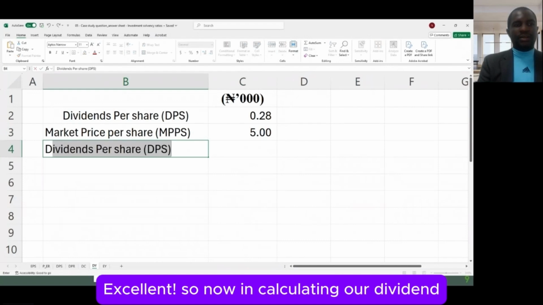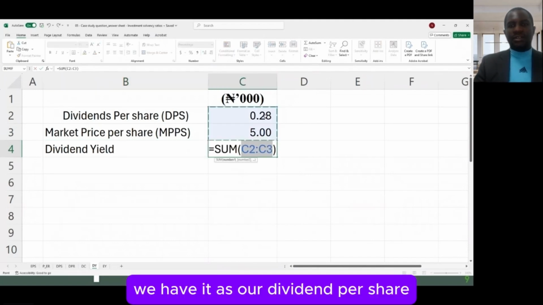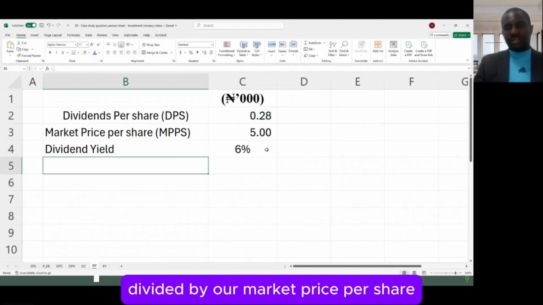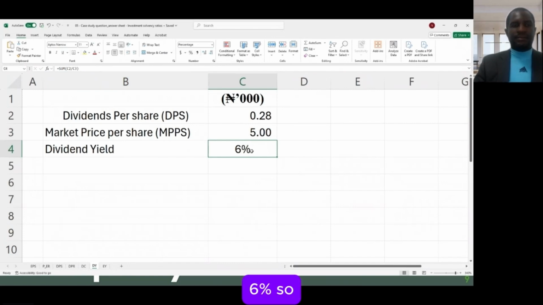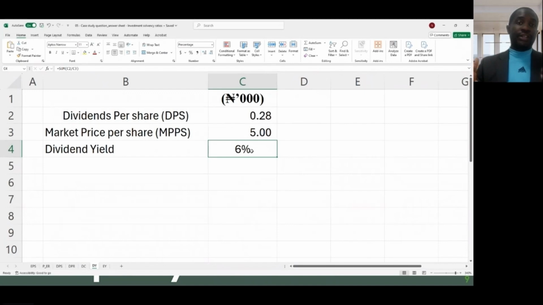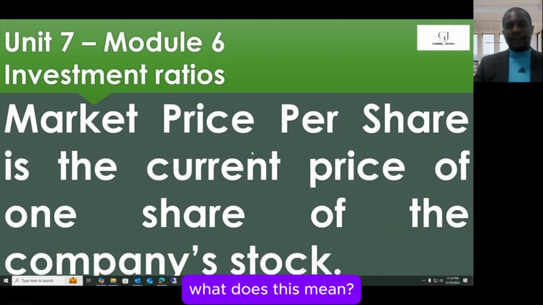Excellent. So now, in calculating our dividend yield, we have it as our dividends per share divided by our market price per share, and we have it as 6%. So our dividend per share is 6% of our market price per share. Quite low, but let's see what this means. What does this mean?